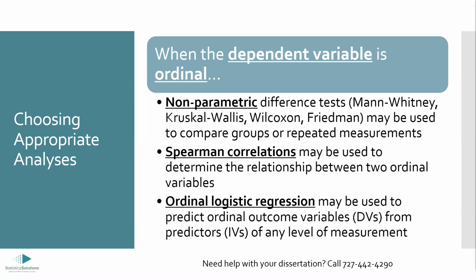And so again, with Spearman correlations, as long as both variables that you're trying to correlate with each other are at least an ordinal level of measurement, you can use the Spearman correlation. And then finally, if you are looking at prediction, so if you need to do a regression, then if your outcome variable is ordinal, you can use an ordinal logistic regression. And again, in a regression, the predictors or independent variables can be any level of measurement.